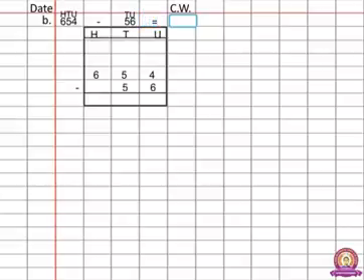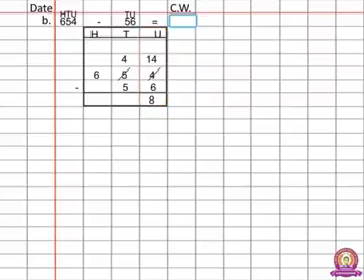Let's start by subtracting the numbers in the units column. 6 is more than 4. Therefore, we will borrow 110 from 5 tens. Strike 5 and write 4. 110 plus 4 units is equal to 14 units. Strike 4 and write 14. 14 minus 6 is equal to 8.